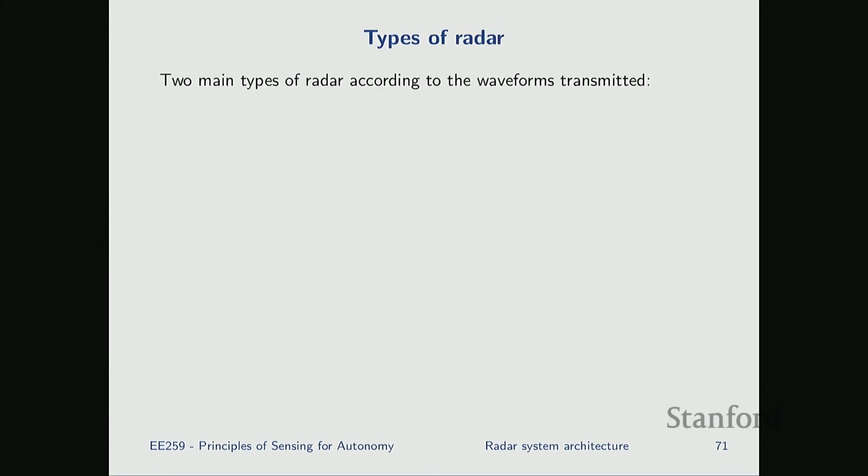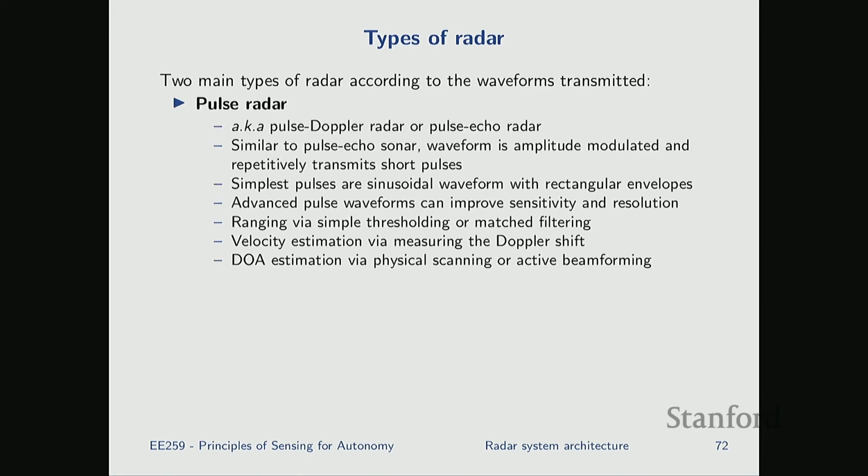Okay, let's do a bit of taxonomy on radars, just like we did for sonar. In terms of the waveforms that we transmit, exactly like sonar, there are two classes of radar. One is the pulse radar, which is the exact analog of pulse echo sonar. It's also called pulse Doppler radar or pulse echo radar. It transmits short pulse waveforms, and then is for the most part silent, just listening for the echoes coming back. There are many different types of pulses used in these systems.